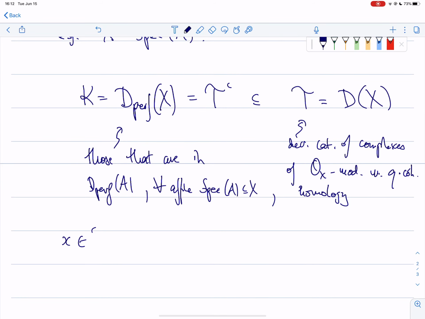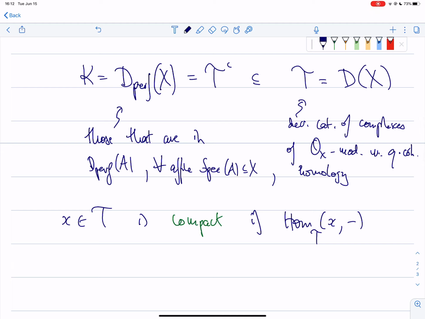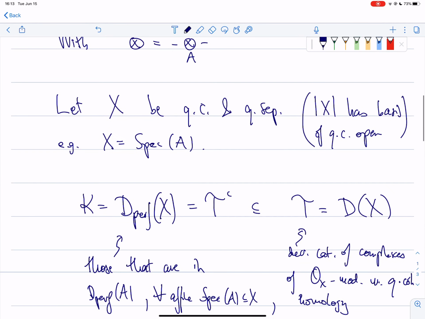So an X in T is compact if the homomorphisms from X into a big coproduct is just the same as the coproduct of homomorphisms from X into all the terms, all the factors. So this commutes with coproducts. And in particular, you assume that T has all coproducts. So the big category should be triangulated and with all coproducts.